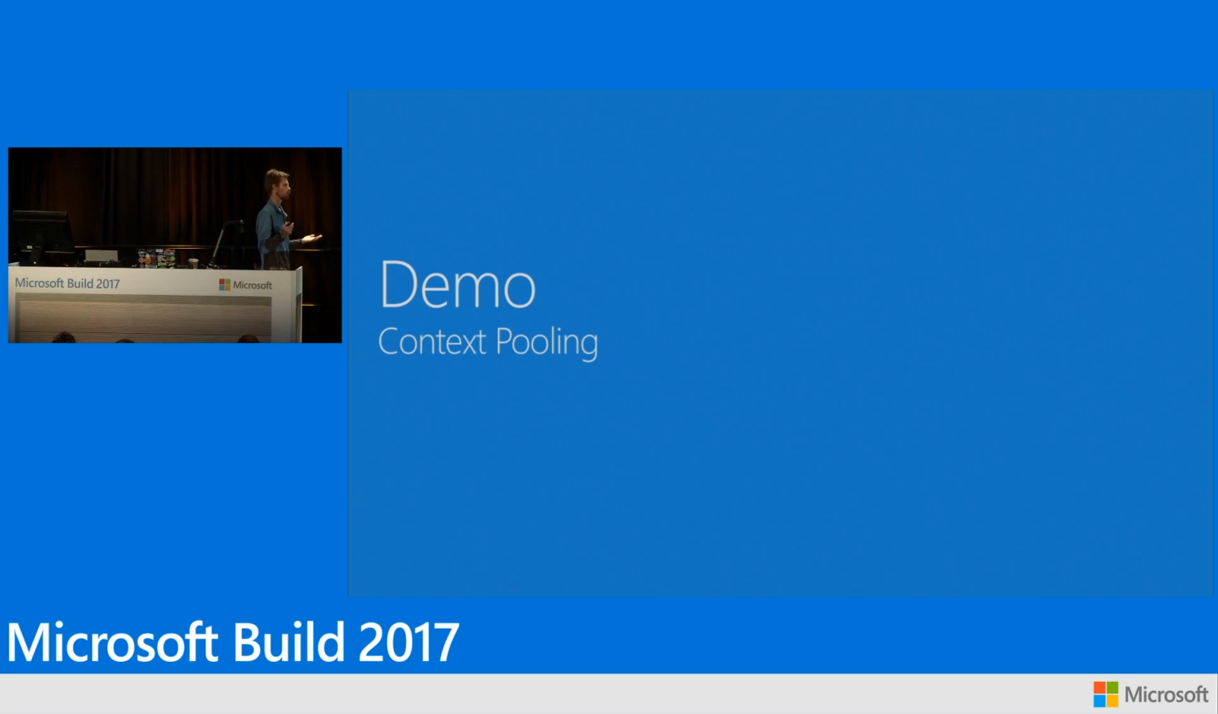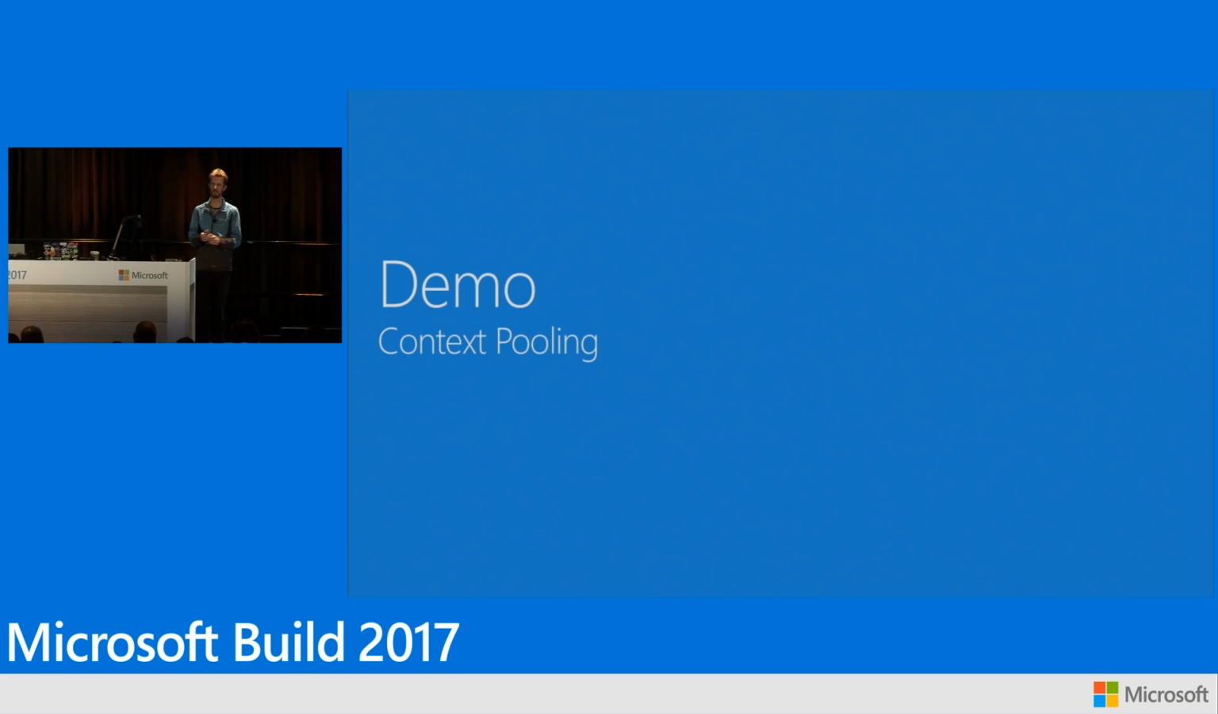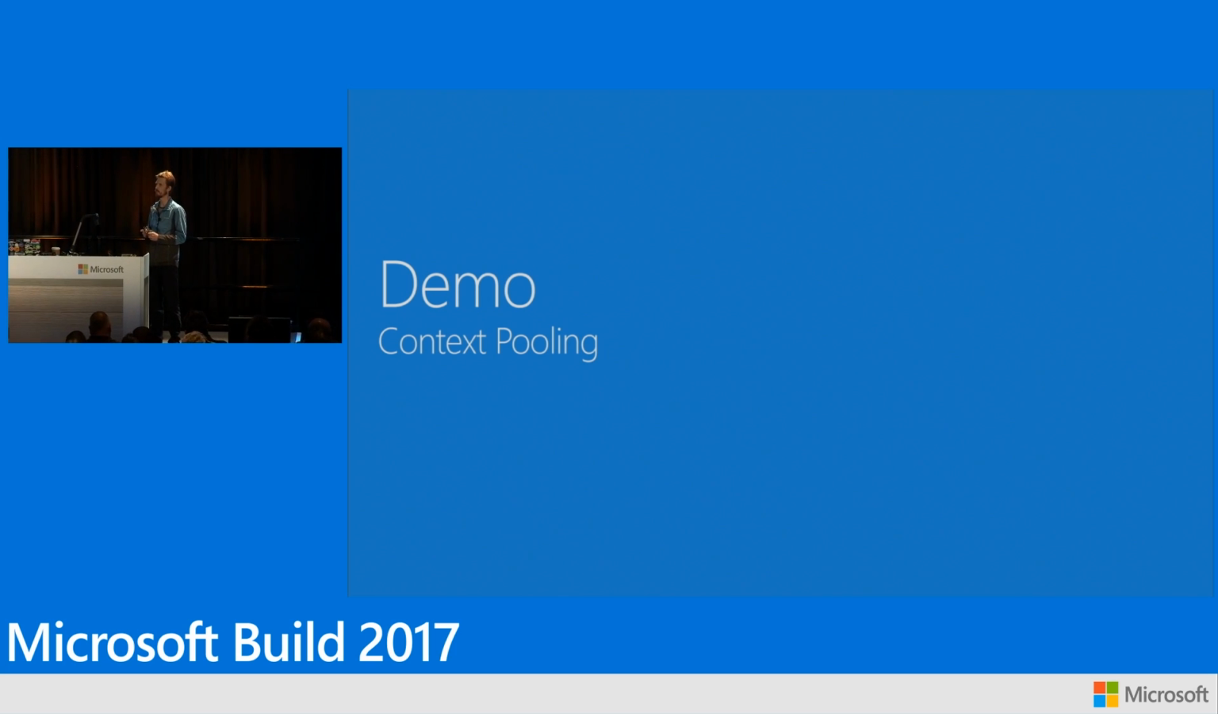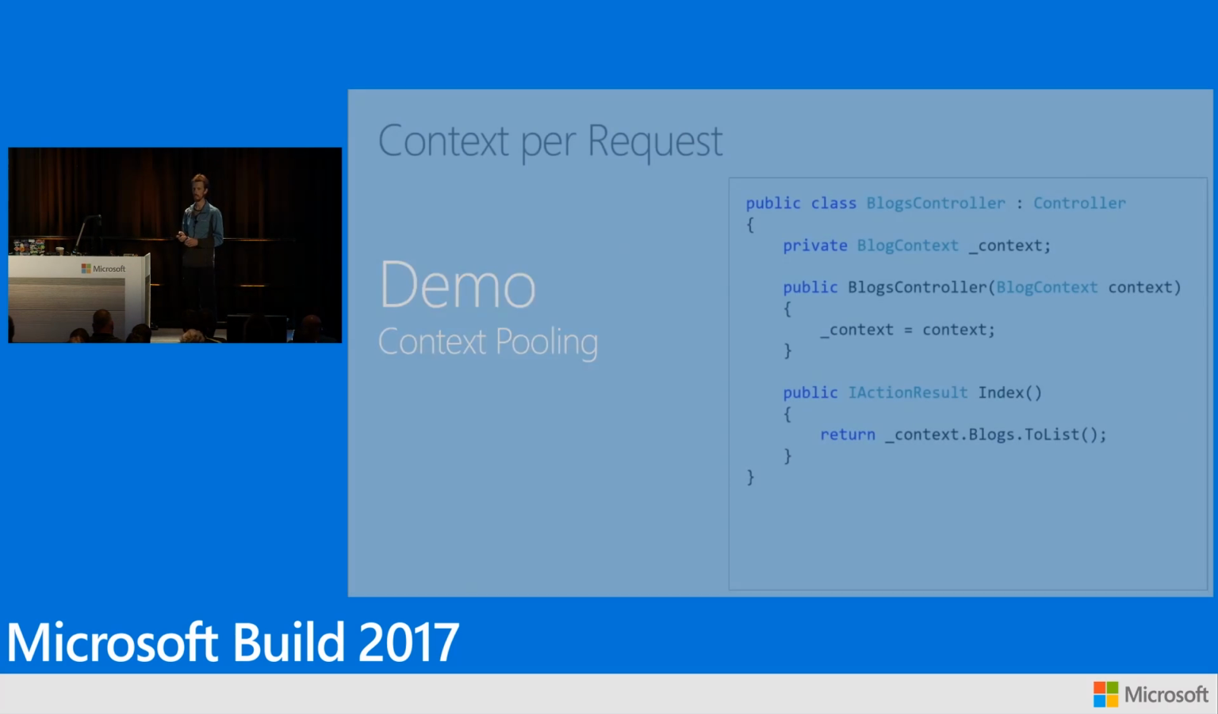Now let's turn to something a little more technical and under the covers. So context pooling is a performance feature that's new in EF Core 2. I'm going to explain this one using some slides before we demo it, because it's perhaps a little bit complicated.